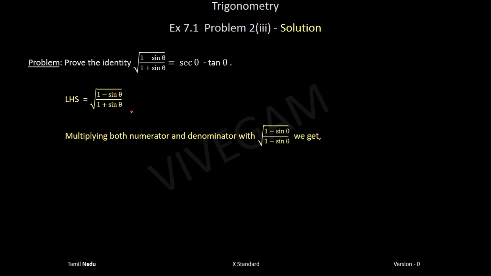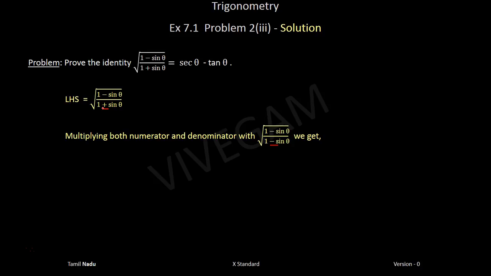So LHS is this: multiply both the numerator and denominator by the square root of 1 minus sin theta by 1 minus sin theta. Key is opposite sign. Here it is 1 plus sin theta, here it is 1 plus sin theta, and it is 1 minus sin theta. And since you are multiplying both the numerator and denominator by the same value, the fractional value does not change. I missed to tell this for the previous problem. So whenever you are multiplying the numerator and denominator of a fraction with the same number, the value does not change. So to remove the square root, you are multiplying the numerator and denominator by square root of 1 minus sin theta by 1 minus sin theta.